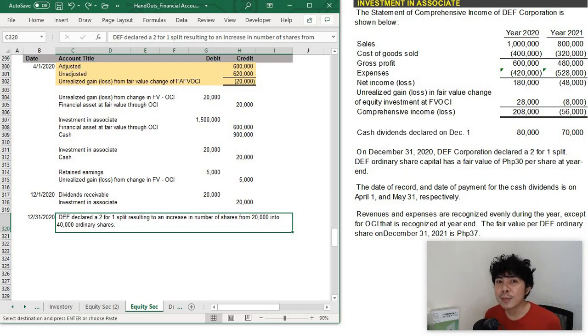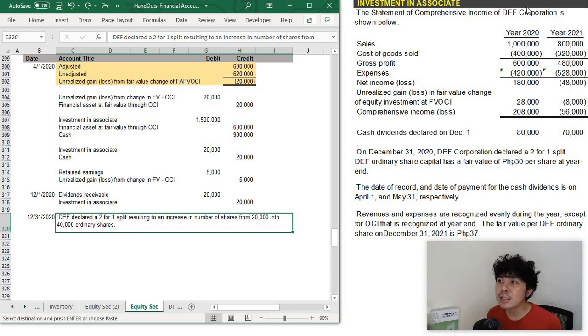So, kaya kailangan natin makompute yung net income ni associate. Pero yung net income na i-consider lang natin dapat is yung net income ni associate starting nung date na nagkaroon tayo ng significant influence. At ano ba yung date na nagkaroon tayo ng significant influence? Syempre yun yung April 1, 2020. So April 1, 2020 until year-end, which is December 31, 2020. So ilang buwan yun? Yun ay 9 months. So i-determine natin yung net income niya.